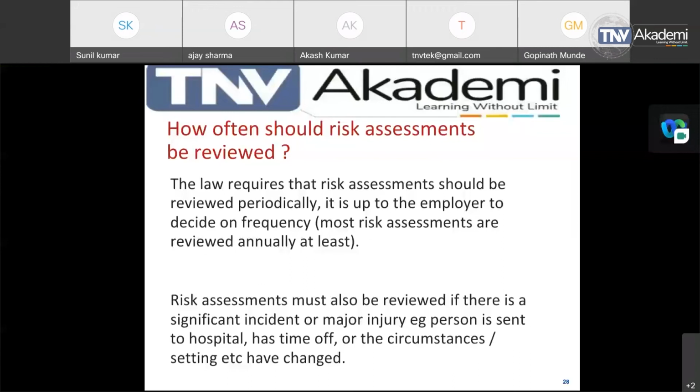For example, if any person is injured during any process, manufacturing or activity, and that person has to be sent to hospital, then the circumstances have changed and the setting should be changed. Because a particular person has a major injury and is sent to the hospital, the risk assessment should be reviewed on the spot, and also immediately after the incident happened.